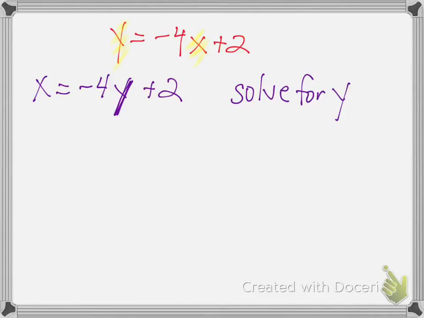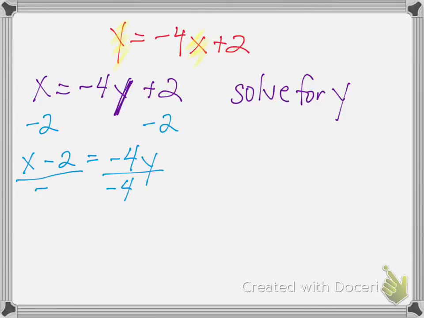So in order to get y by itself, I need to subtract 2 from each side. So I would rewrite this as x minus 2 equals negative 4y. And then divide each side by negative 4. So y equals, I'm going to put the negative 4 under the x. So negative 1/4 x. I'm going to put the negative 4 under the negative 2. So it would become a positive since you have a negative over a negative. And 2 over 4 would reduce to 1/2.